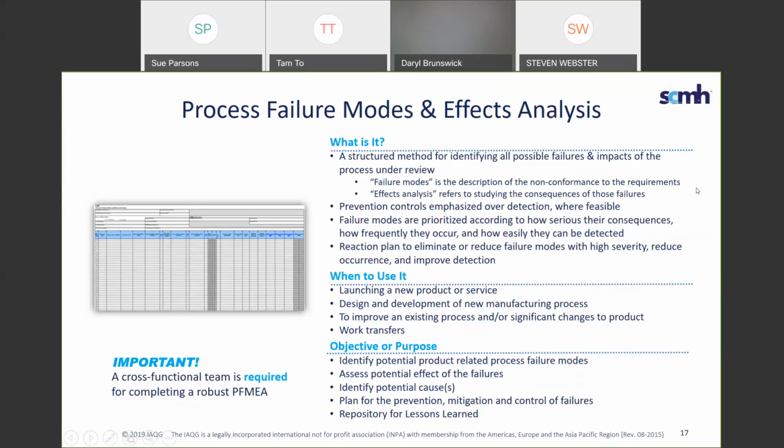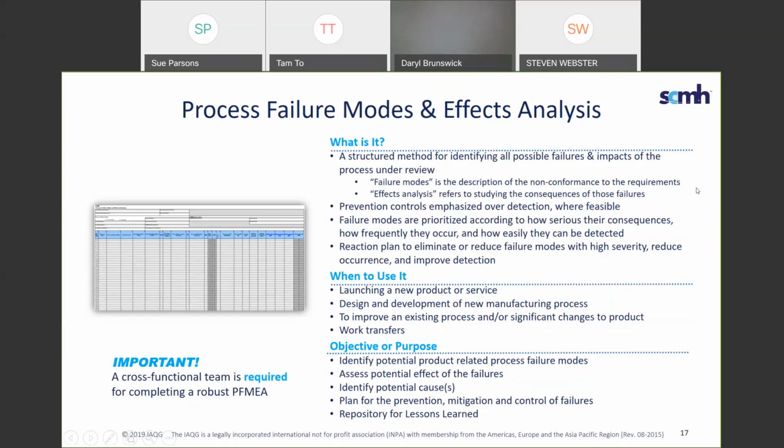What's the purpose? Again, identify potential product-related process failure modes, assess the effects of those failure modes, identify the causes, and plan for, I'm going to say, prevention first, mitigation, elimination, and control of those failures. And it becomes the repository for lessons learned. So 9145 says you shall do lessons learned. This becomes the repository for lessons learned. The right-hand side of your reaction plan is your lessons learned.